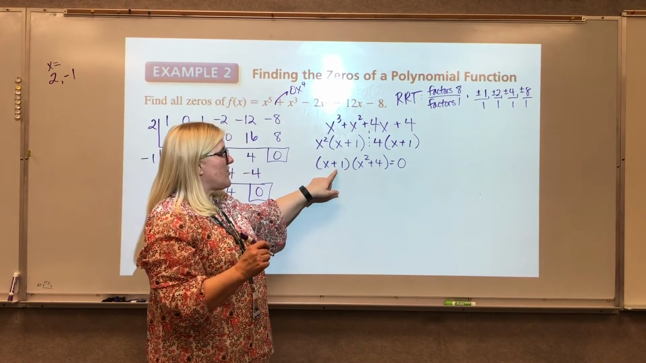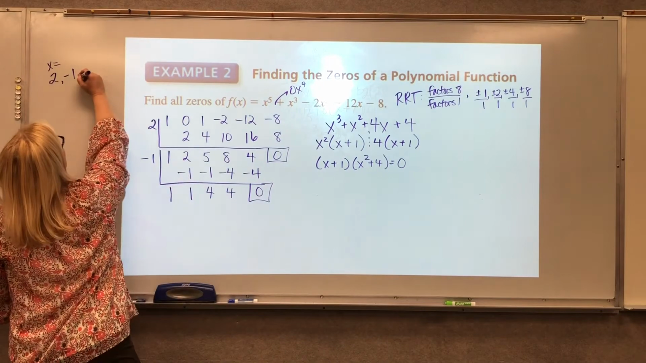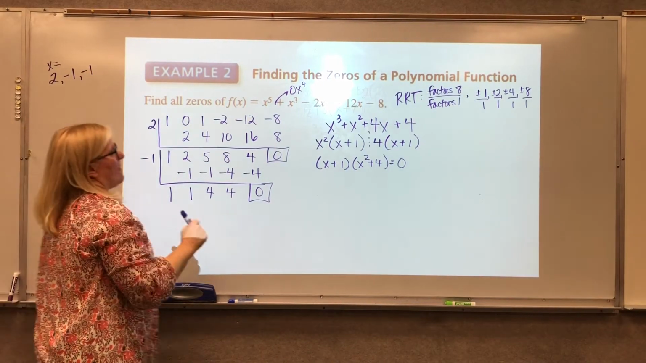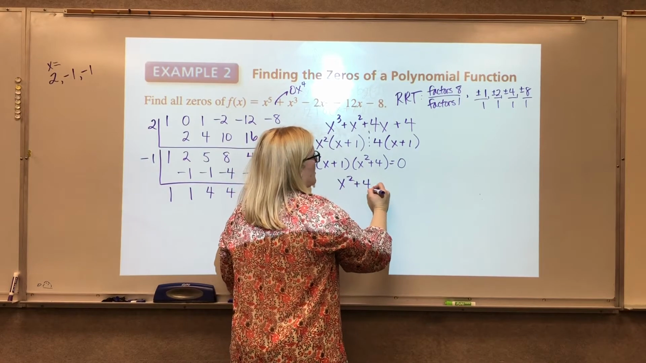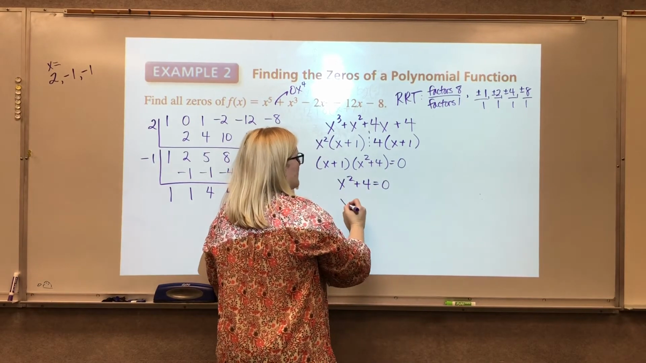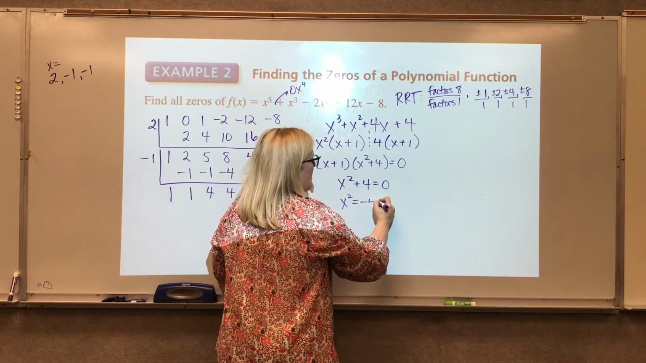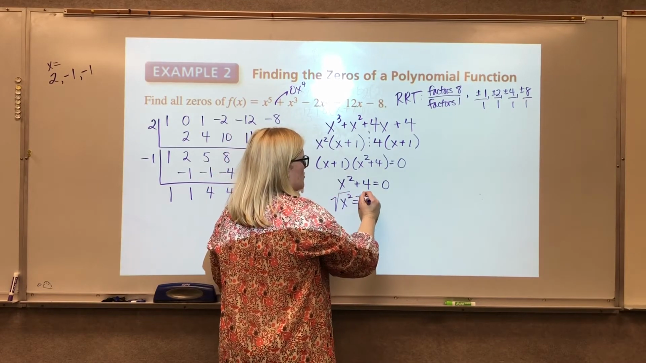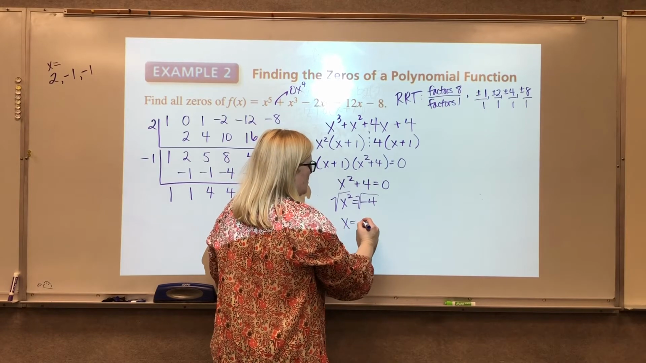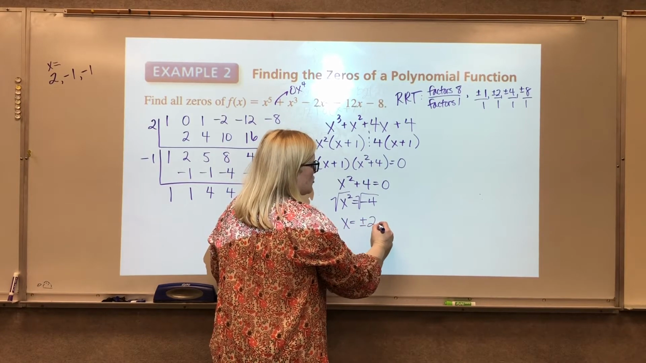So I can see with this one that another one is another negative 1. And this last one, x squared plus 4 equals 0. If I subtract 4 from both sides, I get x squared equals negative 4. I take the square root of that, and I have x equals plus or minus 2i.